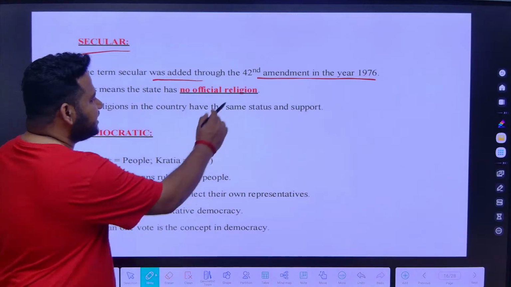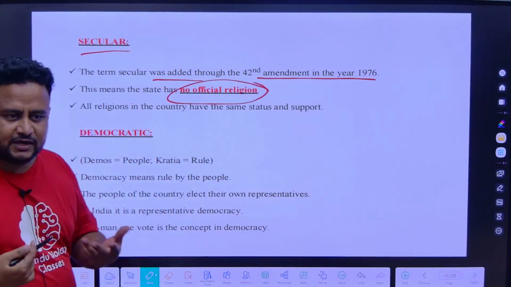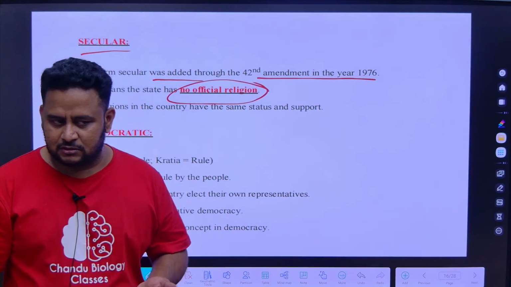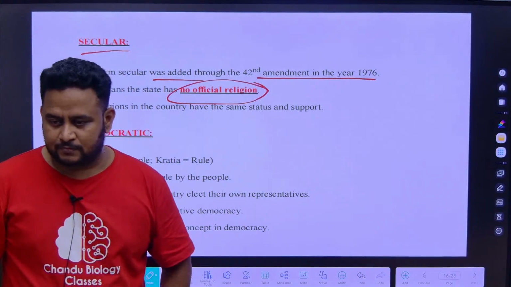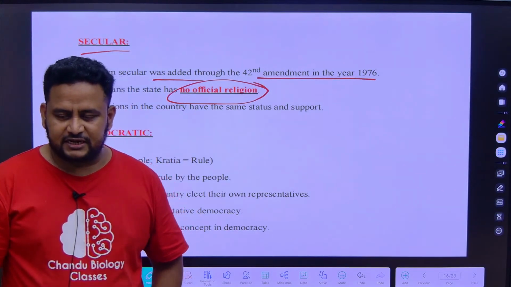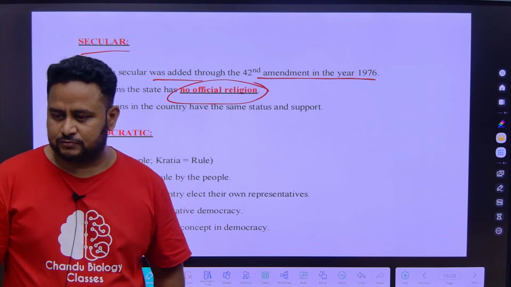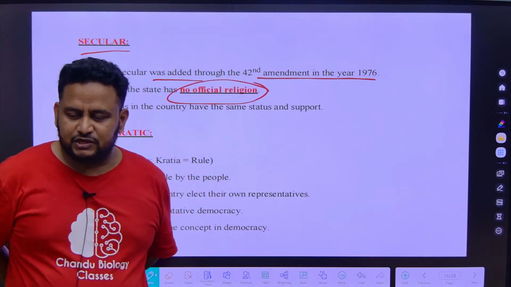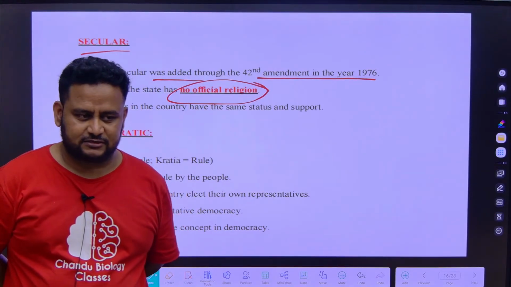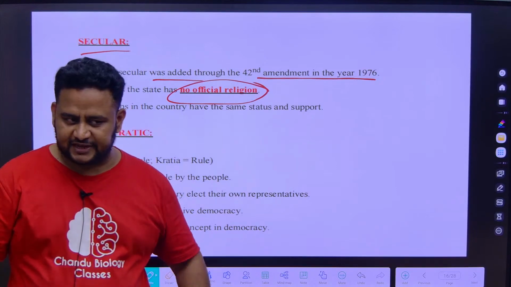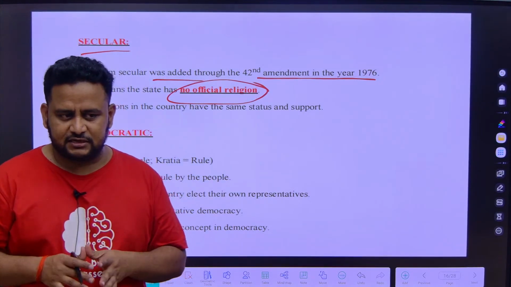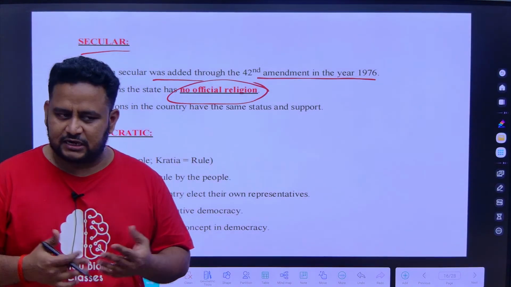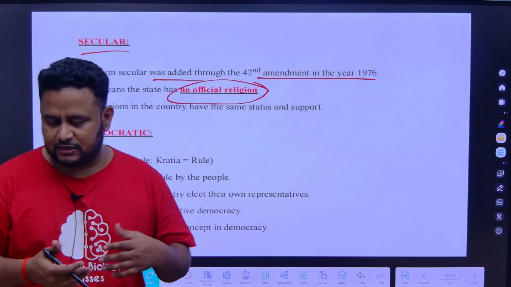That means in India there is no official religion. When you compare India to our neighbor countries, in Pakistan the official religion is Islam, and in Sri Lanka the official religion is Buddhism. We also have an official language, but that is different from having an official religion. In the UK the official religion is Christianity. We don't have any official religion, although we are a Hindu majority country. Whether that is a good thing or not is debatable, but let us not debate it.